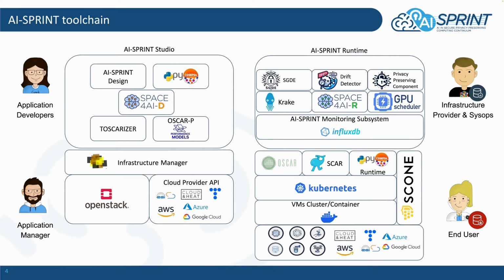We're also relying on SCONE as part of the AI-SPRINT security framework, which provides trusted computing and the ability to encrypt in-memory secrets so that you cannot have access to these secrets, even if you have physical access to this machine.